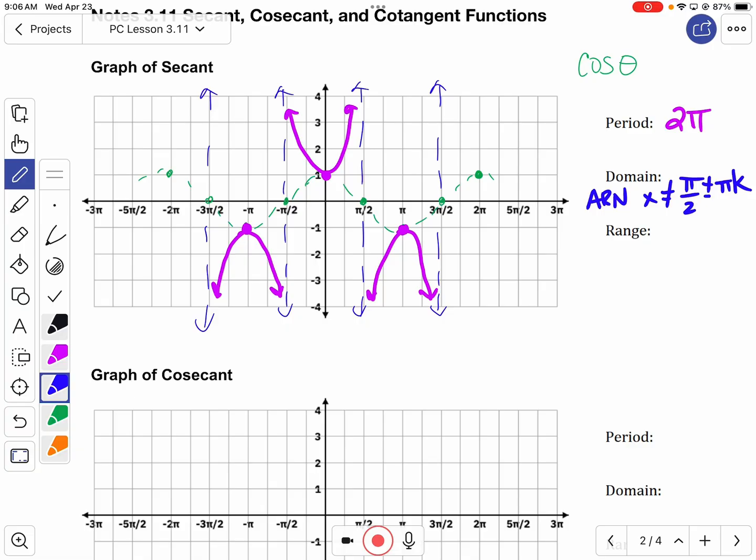Range on this one's interesting. Do we use every y value? No. Pretty close. Which ones do we not use? Yeah, the ones between -1 and 1, because between the purple, I don't use any of that. So for our range, we go from -infinity to -1, and we use -1. Then we start at 1 and go up. Everything else is good. We just don't use anything between -1 and 1.